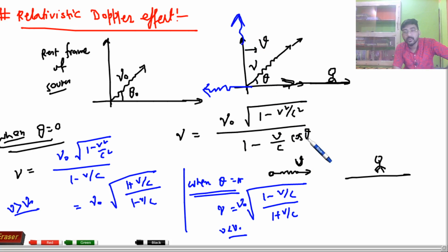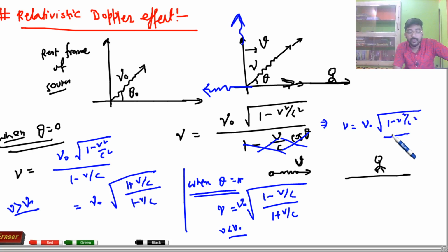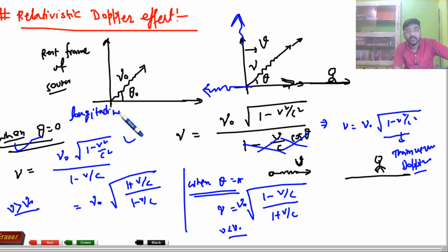And if theta is equal to pi by 2, that is, if the light is moving in this direction, then cos 90 will be 0. In that case, this term will be cancelled. So you will get only nu is equal to nu naught root 1 minus v square upon c square, and this is nothing but the transverse Doppler effect. And the two earlier cases are known as the longitudinal Doppler effect.